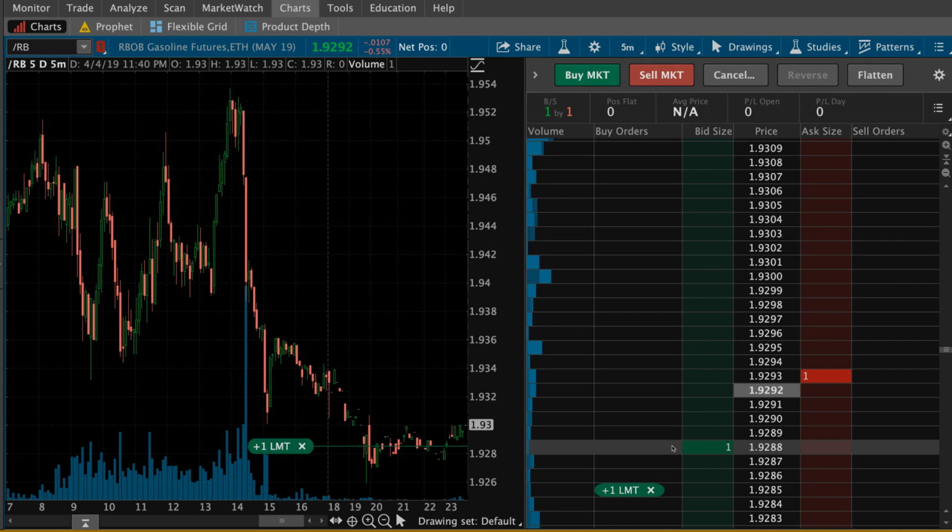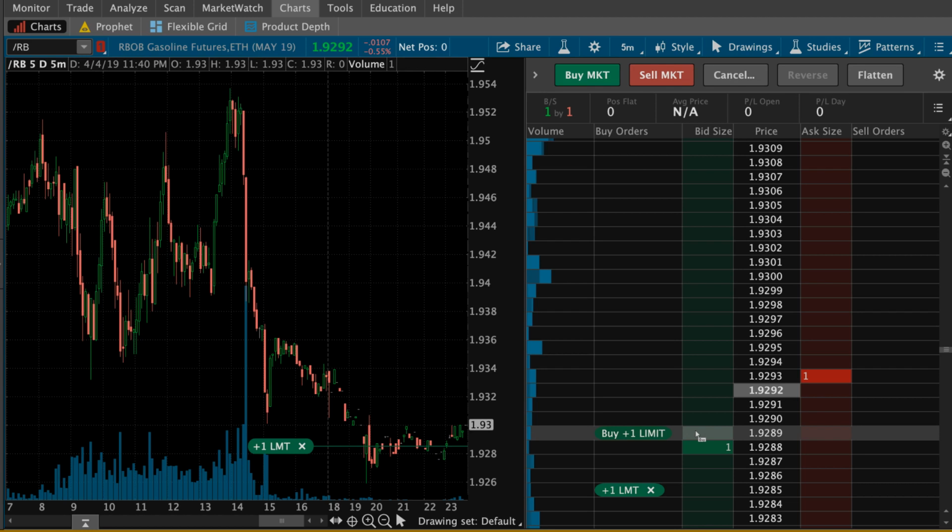Now, there are some thickly traded markets like treasuries. No matter what time of the day, no matter when it is in the year, there's never more than a tick of spread between the bid and the ask. That's because it's a very large market, very thick, with lots of people participating in it all the time. There's always activity going. With gasoline, not so much.